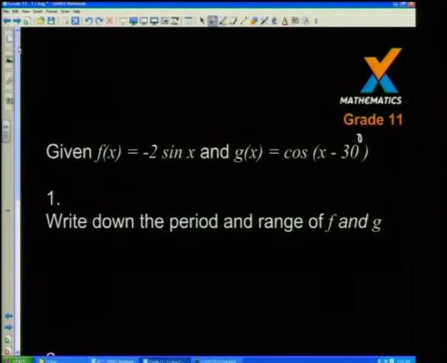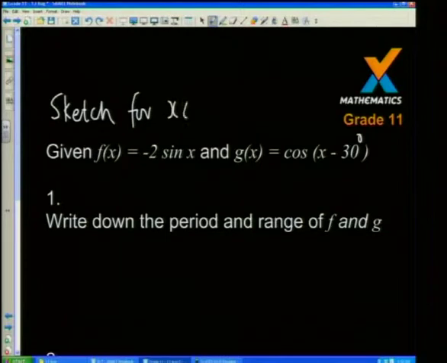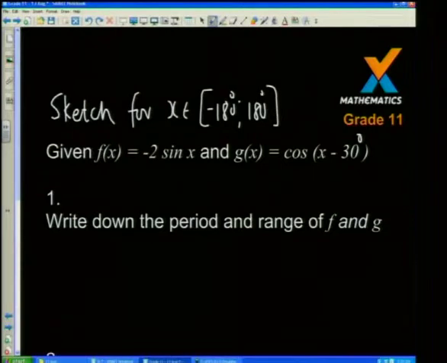So we could sketch, and you can sketch these. Sketch for x from minus 180 to 180. Okay, I'll leave that up there for those of you who want to try that out.